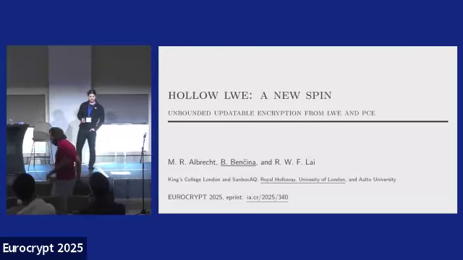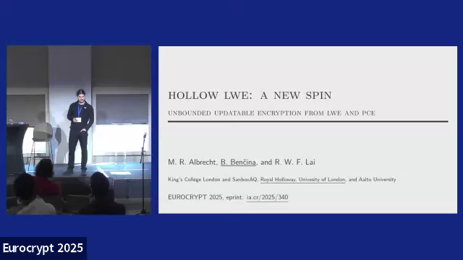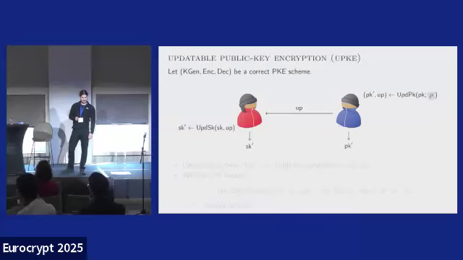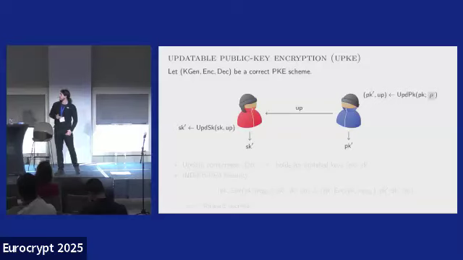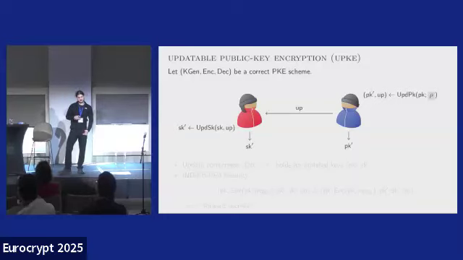So this is joint work with Martin and Russell, and it's on updatable public key encryption from lattices and codes. So there's a few ways to define it, but what we'll do is take a correct PKE scheme, and without modifying it, we'll equip it with two new algorithms, update PK and update secret key. The first one takes a public key, it's a randomized algorithm, takes some randomness as well, and generates a new public key, and also outputs an update token. This update token is then sent to the secret key holder, who can then use it in update SK to update their secret key to a matching secret key.